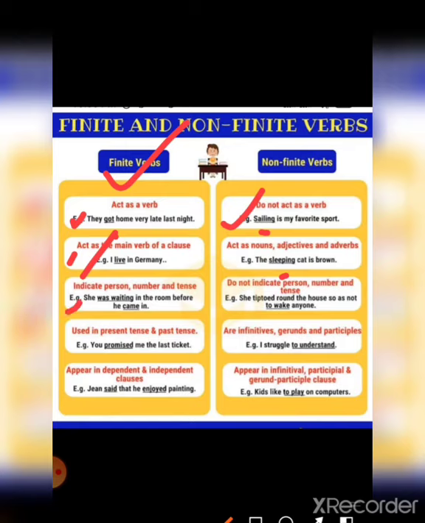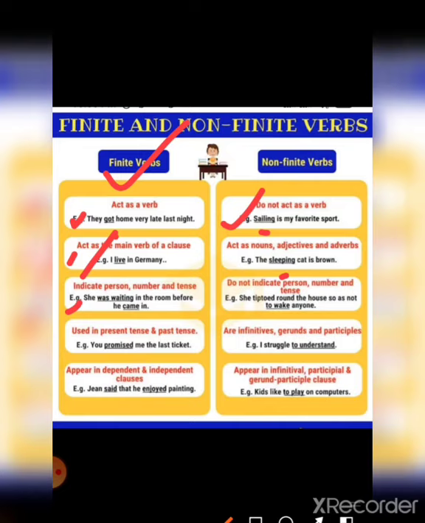Next, she was waiting in the room before he came in. Here, was waiting and came also act as finite verbs because these are main verbs and you can always change the tense of these verbs. And if you do not write these verbs, then you cannot form a sentence.